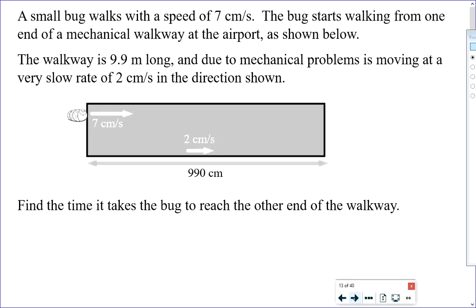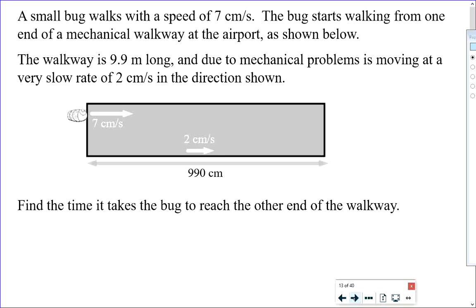Why don't everybody try to figure that out? You've got a calculator. Although I think if you're good with numbers, you may not need a calculator. I want you to keep in mind that the bug is making up 7 centimeters per second of walkway, but the walkway is helping the bug out as well, right? The bug is actually going to be moving faster.